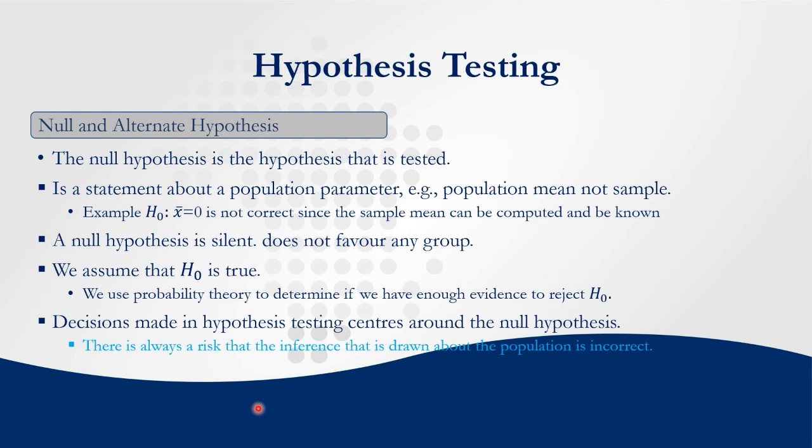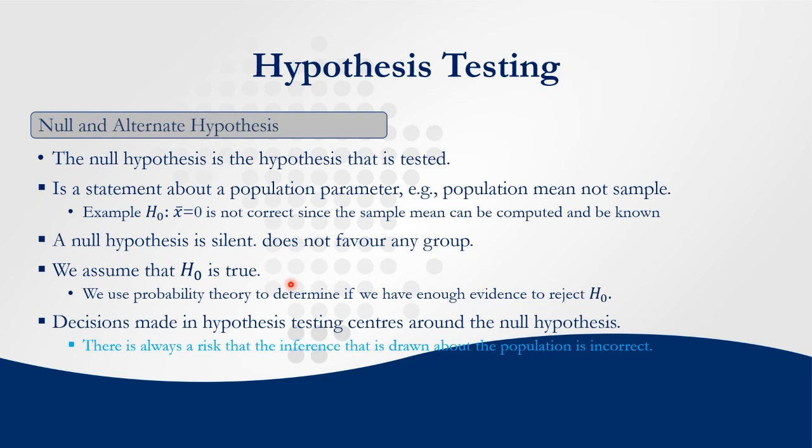So when you look at the null hypothesis, it cannot say X bar is equal to 0, because X bar talks about the sample. So the null hypothesis has to talk about mu, which is the population mean. The null hypothesis is silent, does not favor any group. We assume H naught is true. That's how we do hypothesis testing.